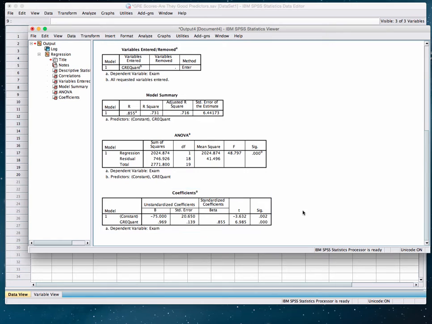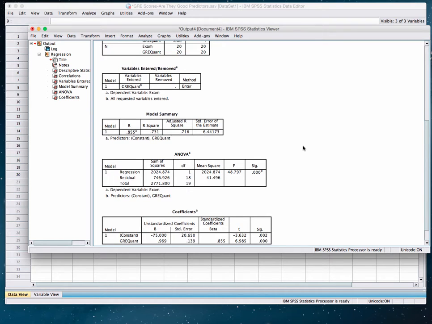Then these are the coefficients. Here's the constant, minus 75, and here is the slope for the GRE quantitative scores, 0.969. These are the coefficients that you can use to create the regression equation. We also can see that the unstandardized and standardized beta coefficient for GRE quantitative is significant. In other words, it significantly contributes or it significantly explains variability in final exam scores.